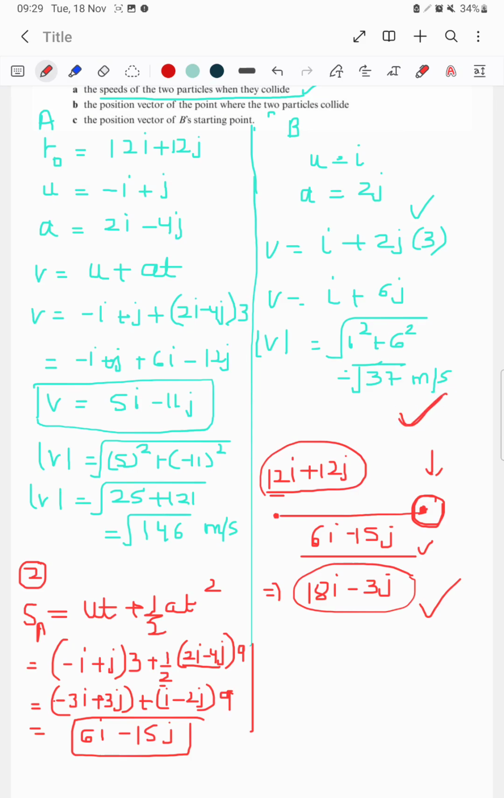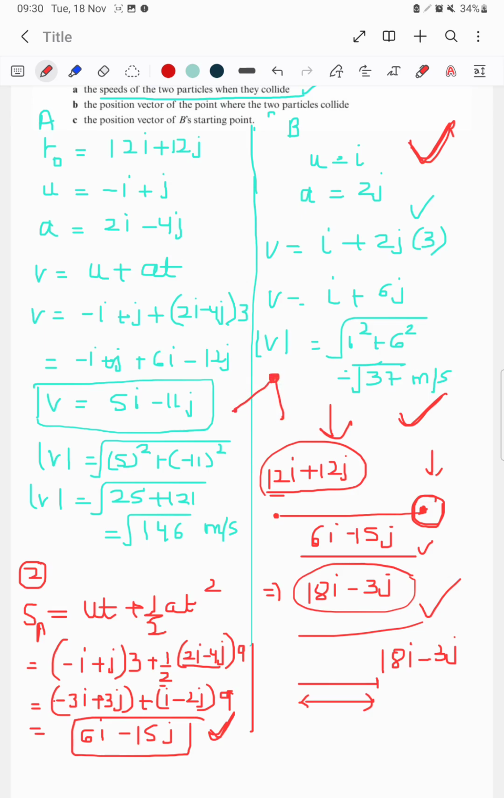Why? Because for the B part, I don't know what its initial position is. So I substituted this one in this equation, and I found out this is the point. Then they say to find the position vector of B's starting point. Now B's final point, I know, is 18I minus 3j, and I need to know how much the displacement is for B, and that is not the same for both cases, because initially the first point and the second point are somewhere else; he is coming from here, it is coming from here, and they collide here.